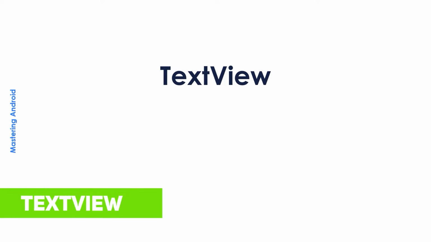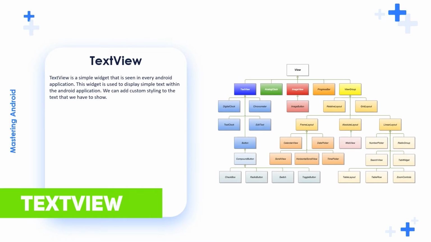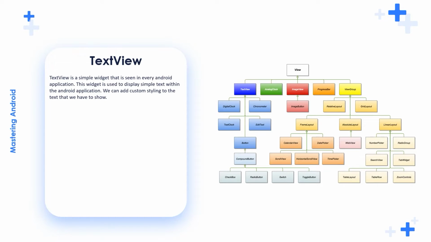Hello, my friends. In this video, I'm going to talk about the TextView. TextView is a simple widget that is seen in every Android application. This widget is used to display simple text within the Android application. We can add custom styling to the text that we have to show.